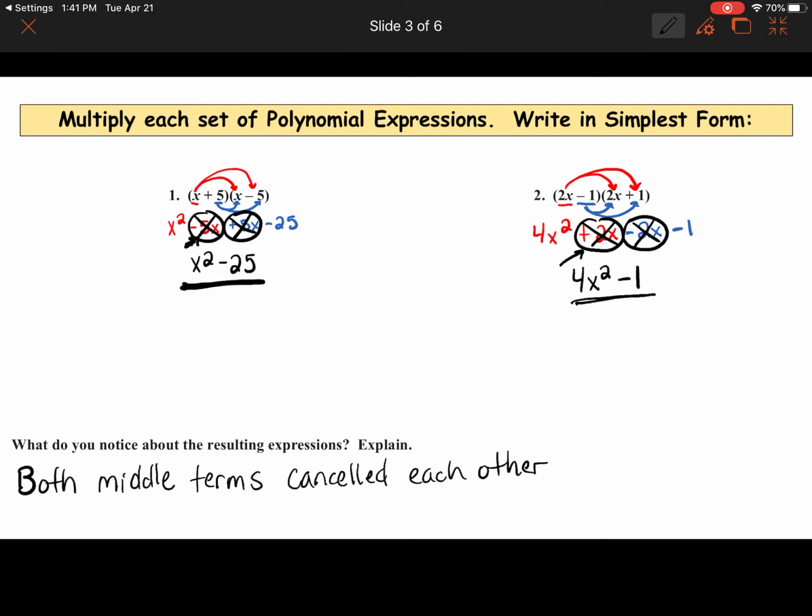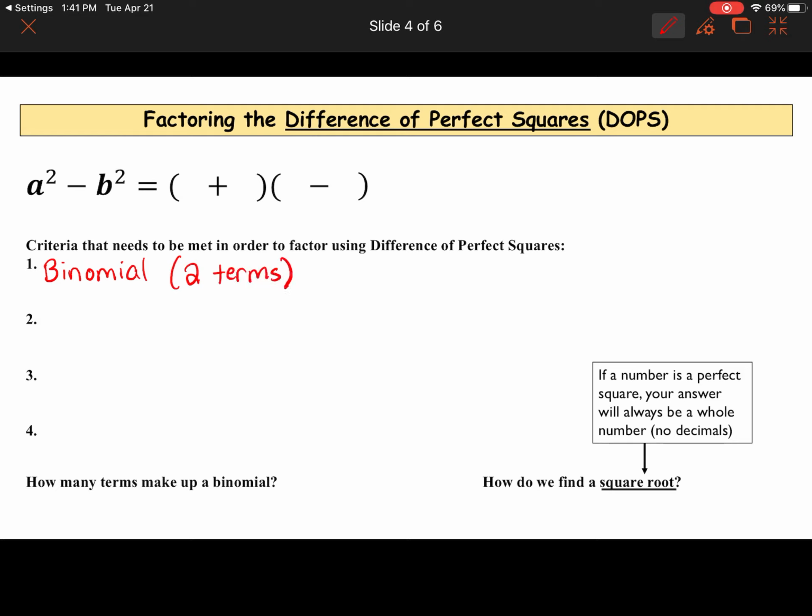So, factoring using the difference of perfect squares, or the DOPS for short. There's certain criteria that we have to have in order to be able to factor using a difference of perfect squares. The first big one is the expression must be a binomial. We've talked about this. Binomials have two terms. If we look at the example here, one term, two terms. So criteria number 1 is met.